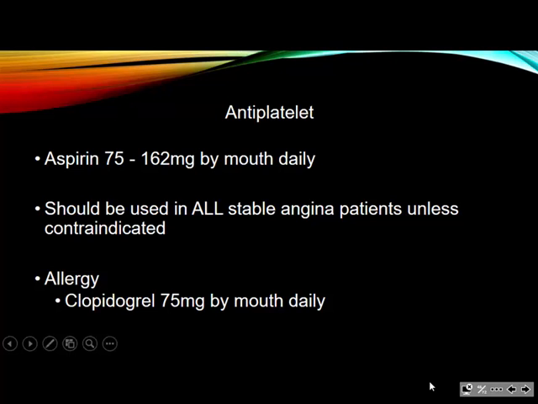The alternative to that is clopidogrel 75 milligrams by mouth daily. There are 2 other antiplatelets that we'll talk about when we talk about acute coronary syndromes. Those are ticagrelor and prasugrel. We do not use those in ischemic heart disease. They have not been studied in those patient populations, and their bleeding risk is much higher, and so clopidogrel or aspirin are the 2 that we use in patients with stable angina.